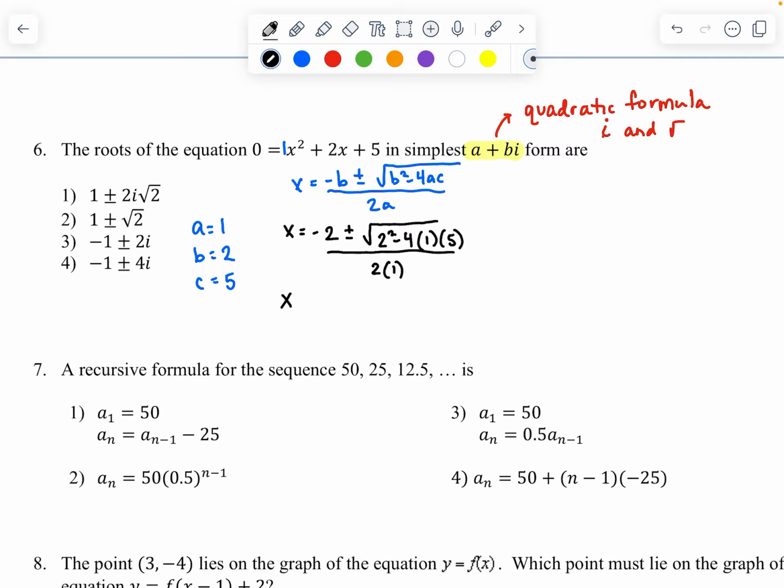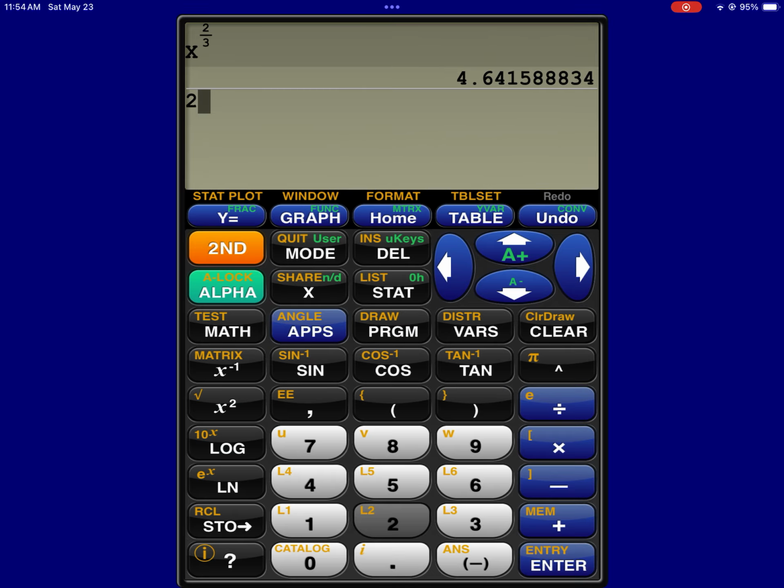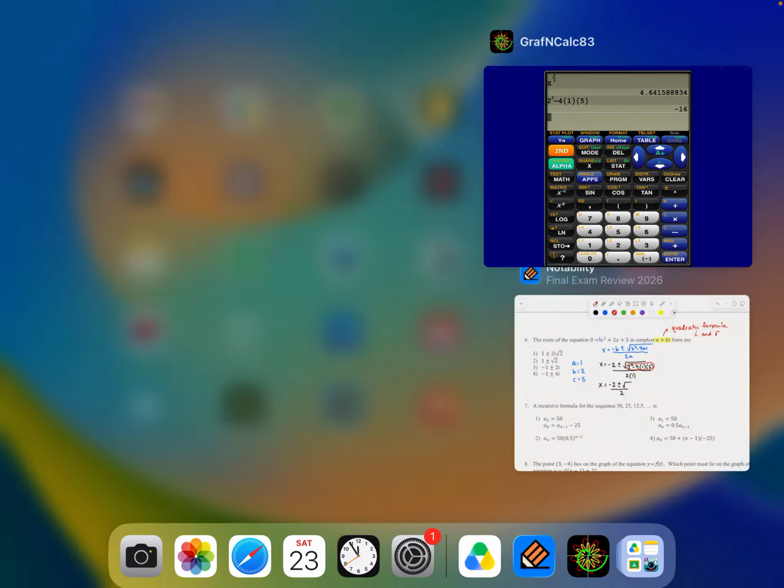Now from here, you have to be careful because a lot of students try to plug in everything underneath that radical. You do not. The only thing you plug in are the numbers underneath the radical. So 2 squared minus 4 times a times c, which is negative 16.